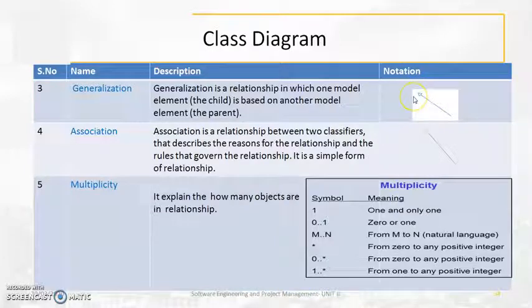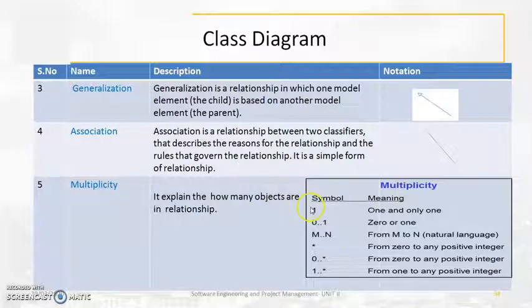Association is a simple type of relationship between two classes that describes the reasons for the relationship and the rules governing it. It is the simple form of relationship, drawn with a solid straight line. The next is multiplicity. Multiplicity explains how many objects are present in an association relationship.